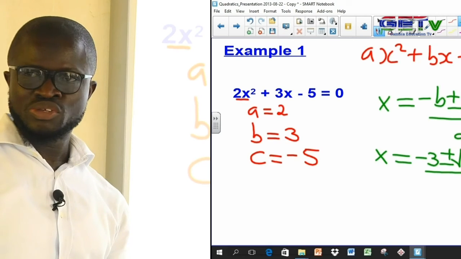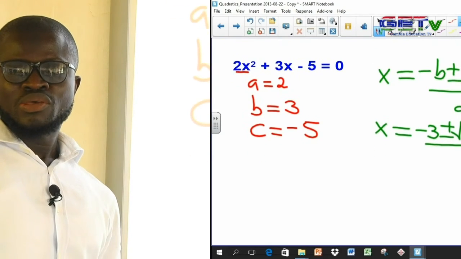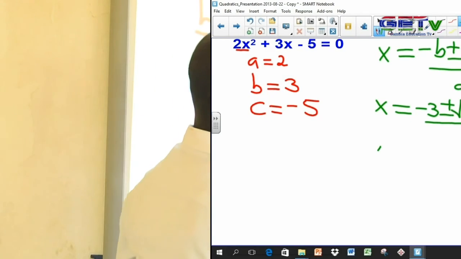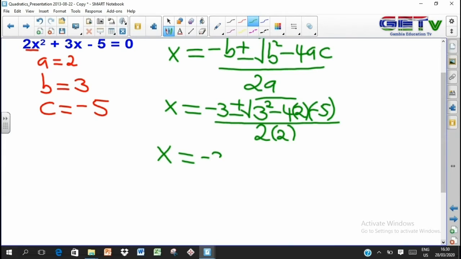You have your calculators with you. We are going to simplify this together. x equals -3 plus or minus 3 squared, or 3 raised to the power 2, will give us 9. If you look at the other term, that is 4ac, we have a negative sign before the 4, and our c value is also negative. And remember, we are multiplying.